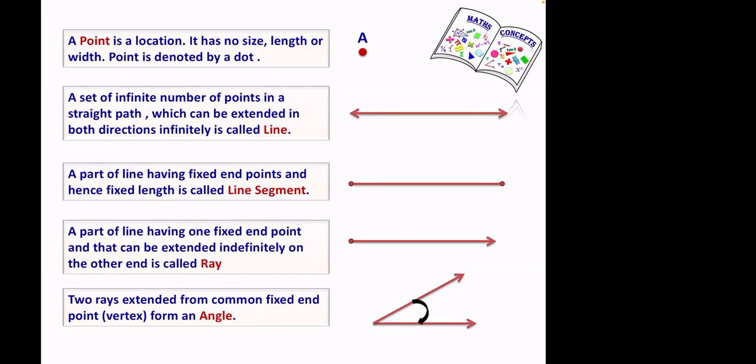And the last one is angle. What is an angle? When two rays meet at a point, or from a common vertex, if two rays are extended, then they form an angle. Okay, this is the basics of geometry.